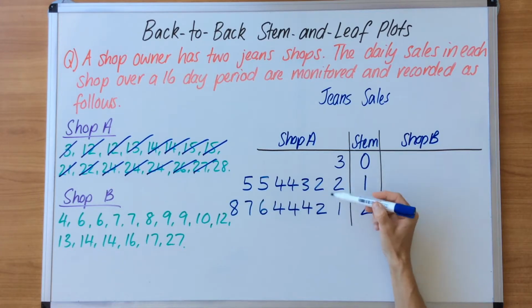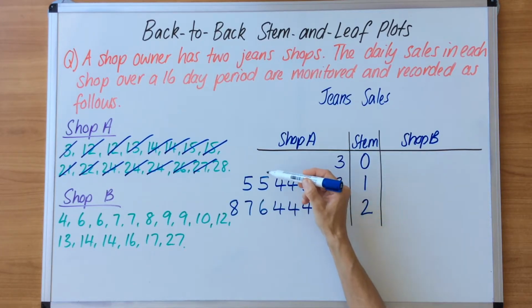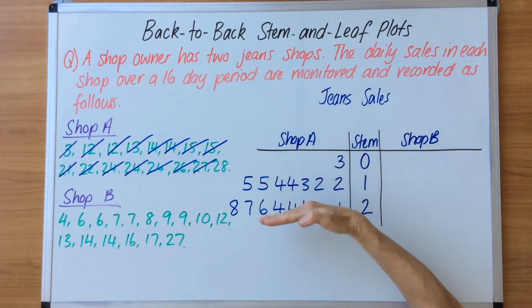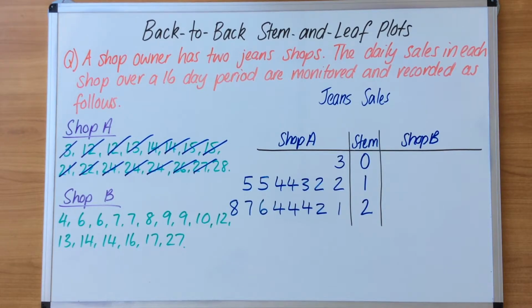So I've tried to keep things lined up as neatly as possible, but it doesn't help when you're running out of room here. So make sure when you're doing it in your book that you try and keep it neat and tidy, keep everything lined up and evenly spaced as best you can. Let's now place the data of the shop B in. So we've got quite a few in the ones section here.